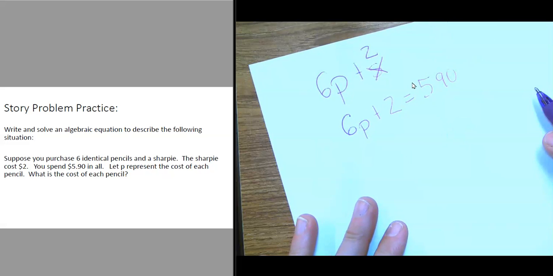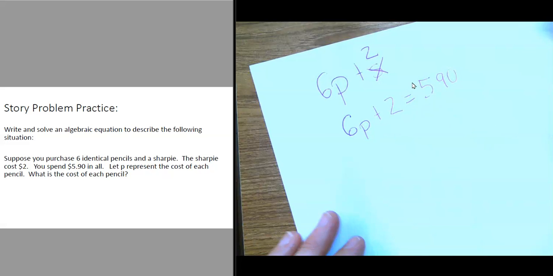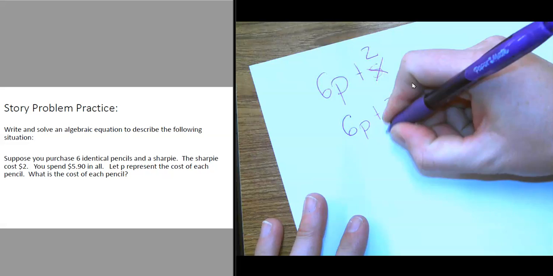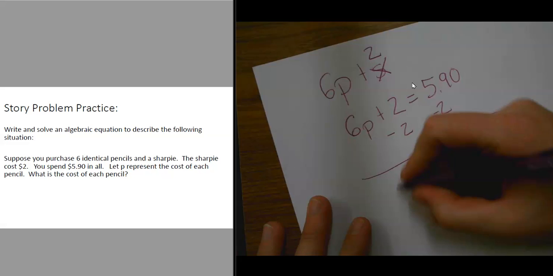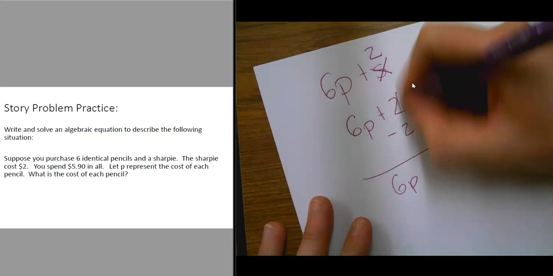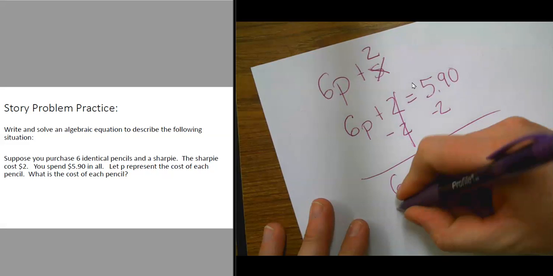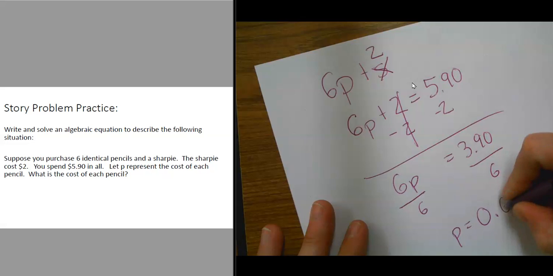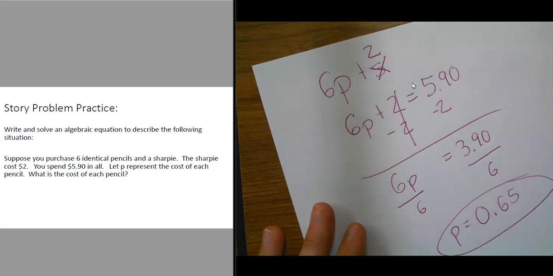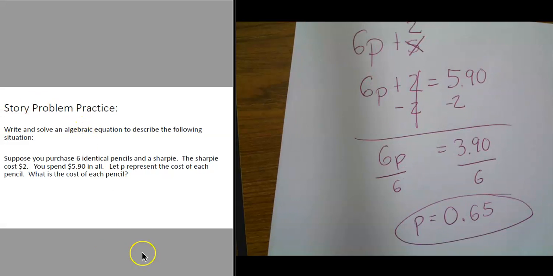That is an algebraic equation. Algebraic means it's got a variable. Equation means it's got an equal sign. Now to solve it, I minus a 2 on both sides. Gives me 6P. 2's are gone. 590 minus 2 is 390. Divide both sides by 6, and I get 65 cents per pencil. And I'm skipping the calculator on the video, but in real life I did this in a calculator.